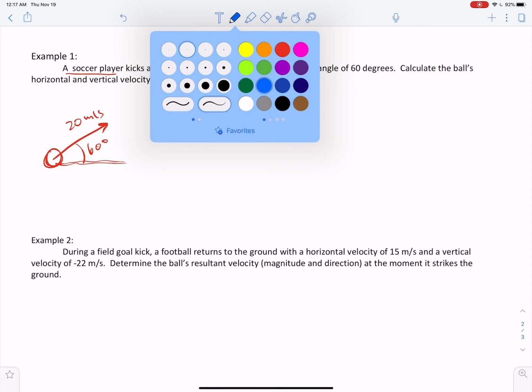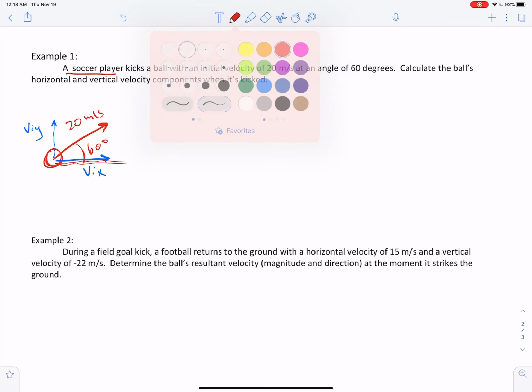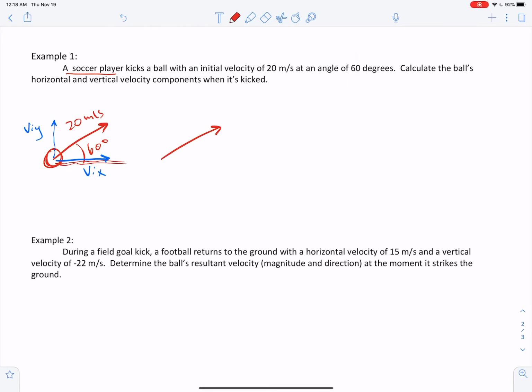So what it wants to know is, from this vector, how much of it is going upwards, that would be VIY, and how much of it is going over, that would be VIX. Okay? So what I need to do is create a triangle to help me see how these components would be related to the 60 degrees. So the triangle that I could create would look like this.